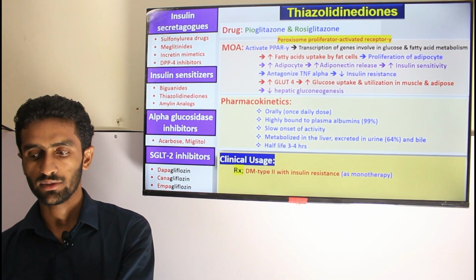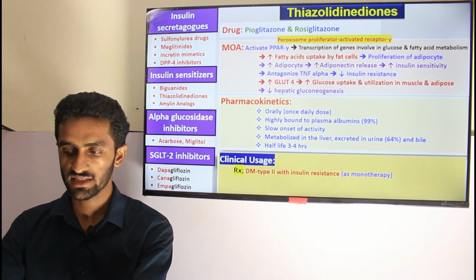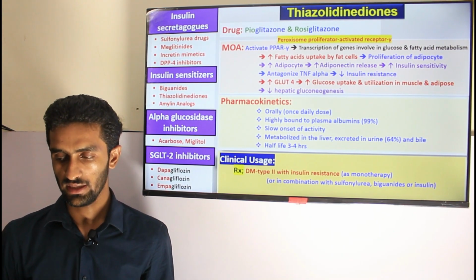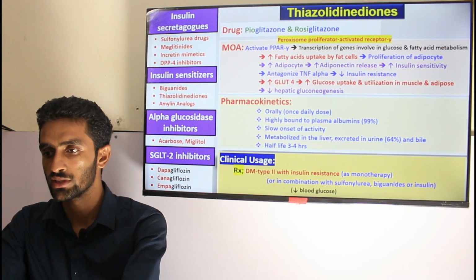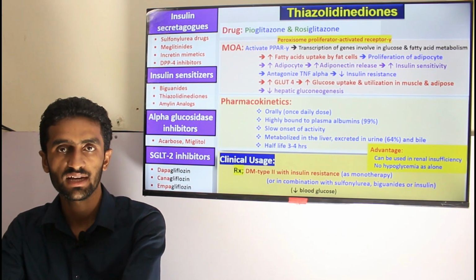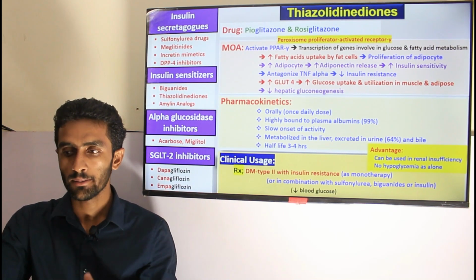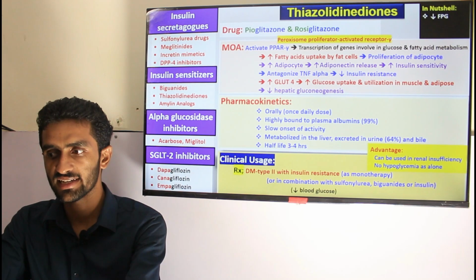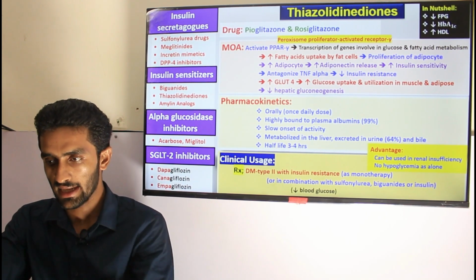In clinical usage, type 2 diabetes mellitus with insulin resistance, as a monotherapy or in combination with a sulfonylurea, biguanide, or insulin, depending upon the advanced condition, because they decrease the blood glucose. So an advantage is that they can be used in renal insufficiency and cause no hypoglycemia when used alone. If someone is using a sulfonylurea or insulin, they can cause hypoglycemia, but alone it cannot cause hypoglycemia. In a nutshell, they decrease fasting plasma glucose, decrease HbA1c, and somewhat increase HDL.